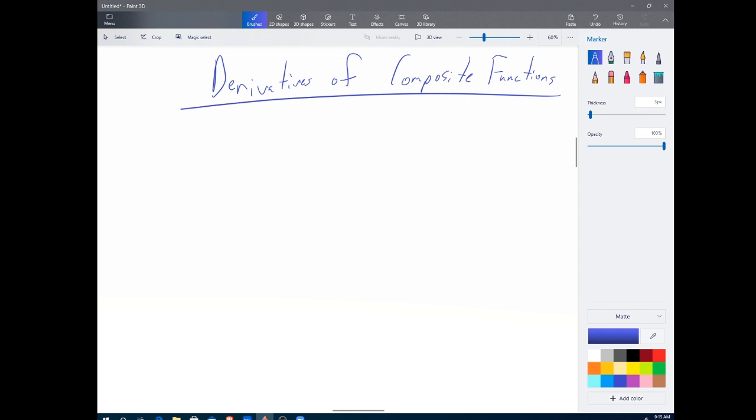So, most functions or equations are not as easy as, say, y equals 1 over x. They're not as simple as that. There's usually a little bit more going on.